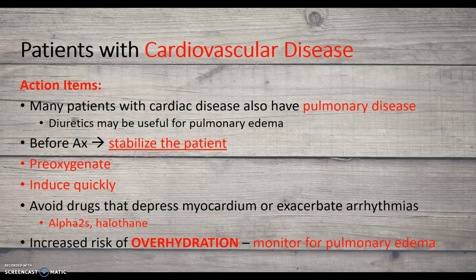Avoid drugs that depress the myocardium or exacerbate arrhythmias, such as alpha-2s or halothane, so you may have to rethink your regular protocol depending on what it is. And be careful because of the risk of overhydration, especially if they already have pulmonary edema or pulmonary disease.